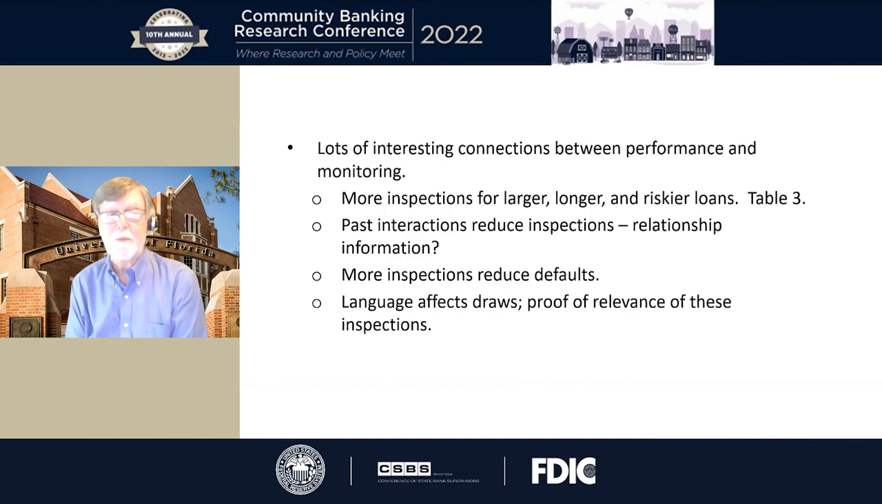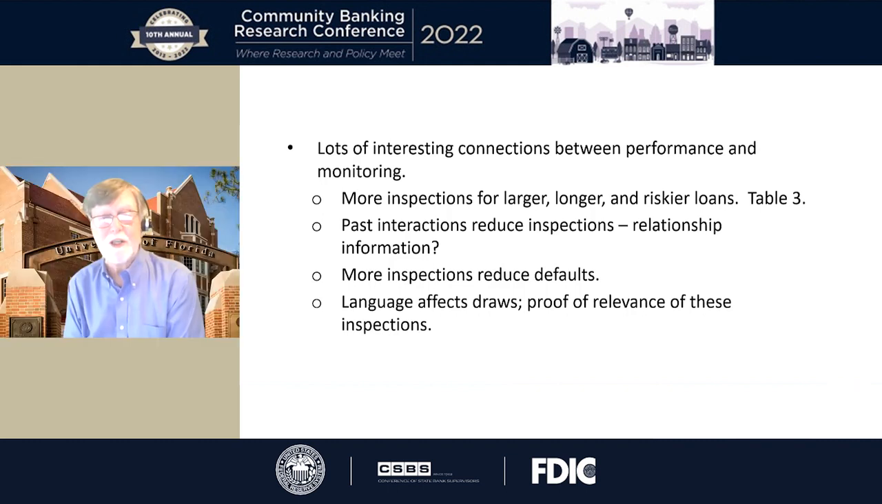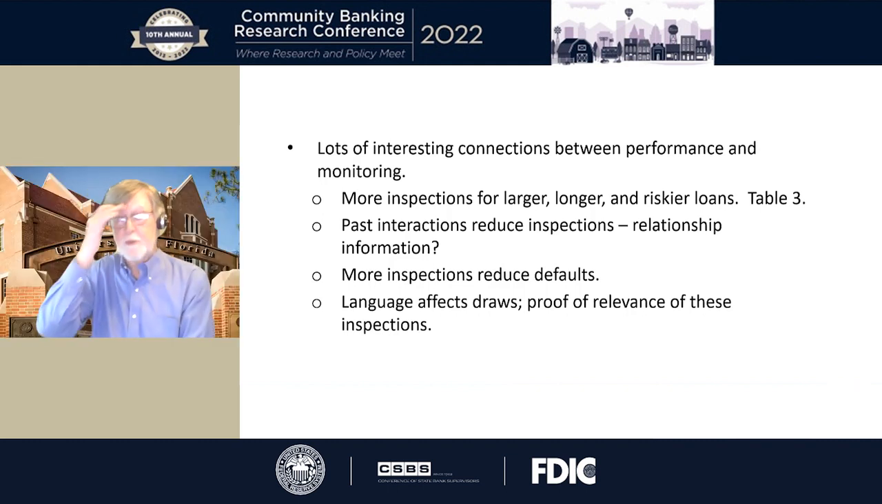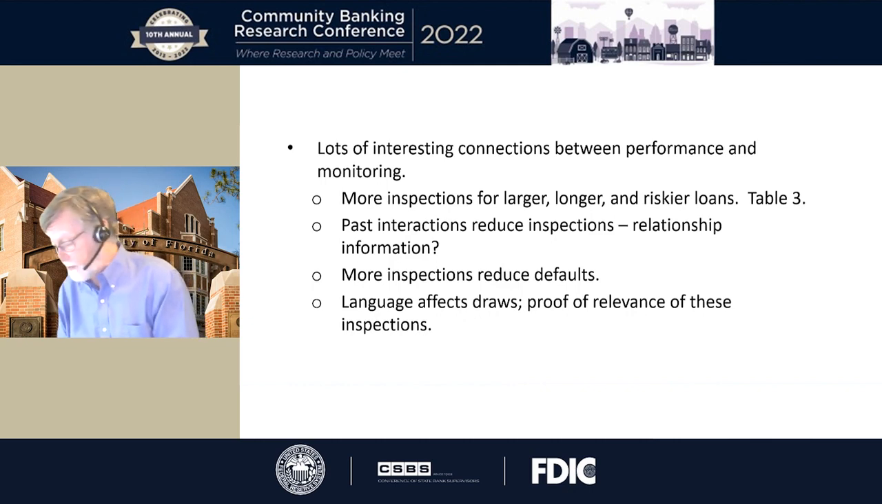Fortunately for the paper, more inspections reduce defaults. It's good to know that we don't have 4,000 community bankers doing something that has no effect. And then finally, the language about draws, I thought this was really interesting. This is a pretty low bar, but if they hadn't found that the nature of the commentary in the inspection reports was affecting the probability of a draw going through, then I think they would have had a lot of trouble convincing us that these were in fact important information events.